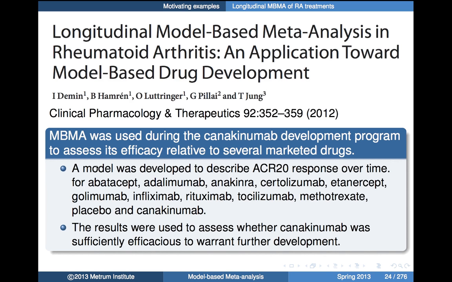So it was used to describe that ACR20 response over time for a big list of drugs here: abatacept, adalimumab, anakinra, certolizumab, I think I'm missing a vowel in here. I thought it was etanercept. Anyway, adalimumab, infliximab, rituximab. I'm not even going to keep pronouncing them all, but you can see a pretty sizable collection. And those results then were used to assess whether canakinumab was sufficiently efficacious to warrant further development.